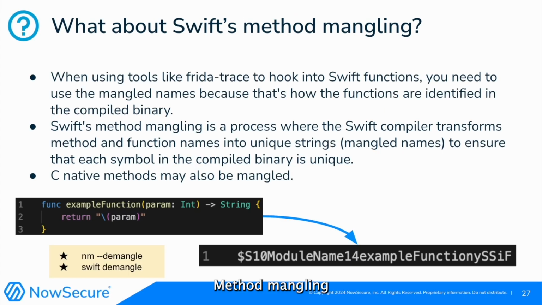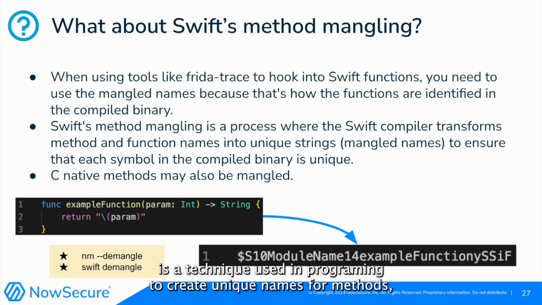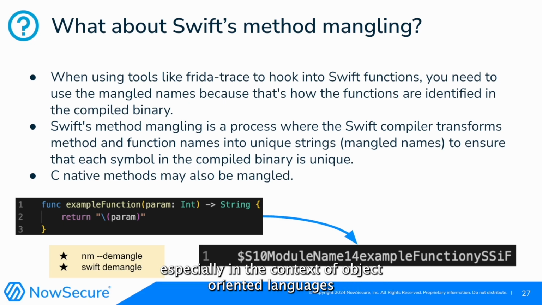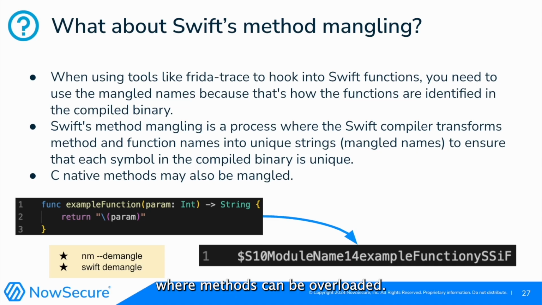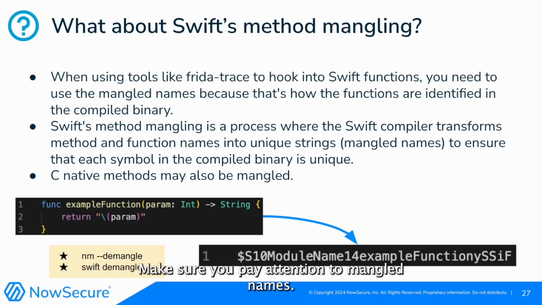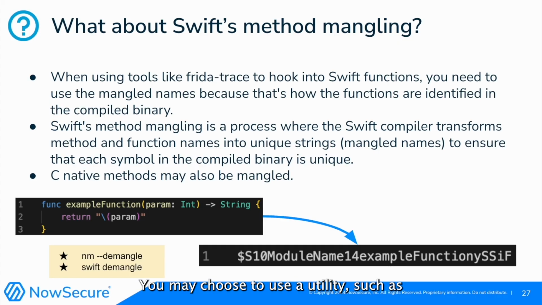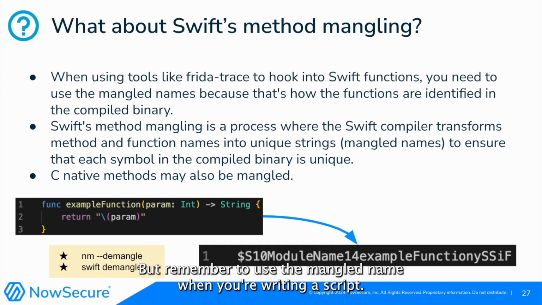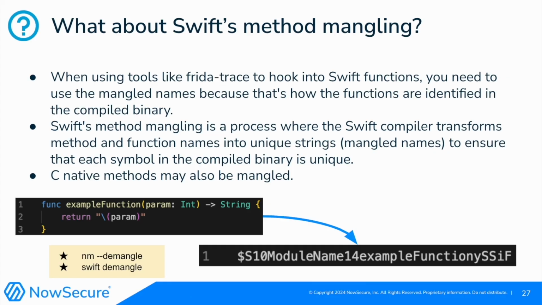Method mangling is a technique used in programming to create unique names for methods, especially in the context of object-oriented languages where methods can be overloaded. When reverse engineering the application binary, make sure you pay attention to mangled names. You may choose to use a utility such as nm, demangle, or swift demangle to see the demangled name, which may be more human readable.